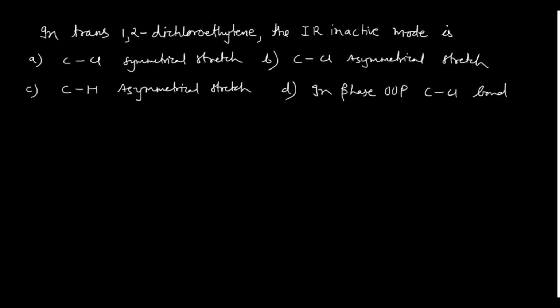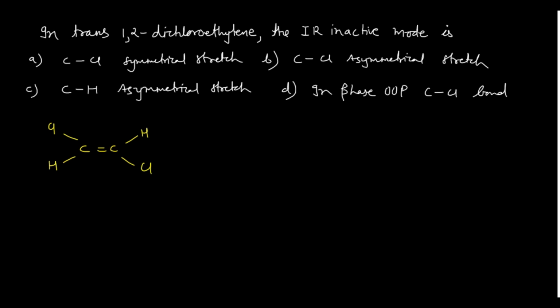Okay, because I forgot to scan that particular problem, I have written it over there. In trans 1,2-dichloroethylene, the IR inactive mode is, you have been given 4 options. Out of these 4 options, you have to check which one is IR active and which one is IR inactive. So for this, I can quickly draw the different structures. Okay, say this is H, this is H, this is Cl, this is Cl.